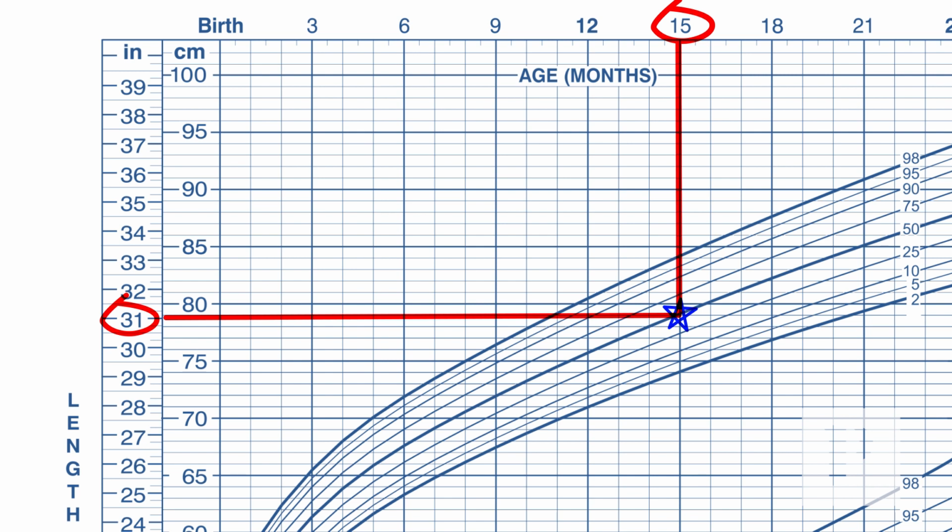Each curve represents a different percentile, which is the number of children out of 100 who would measure in at that height. Follow the curve up to the right to read which percentile it represents. So you can see here that our 15-month-old boy, who is 31 inches long, would be in the 50th percentile, which is exactly average in size.